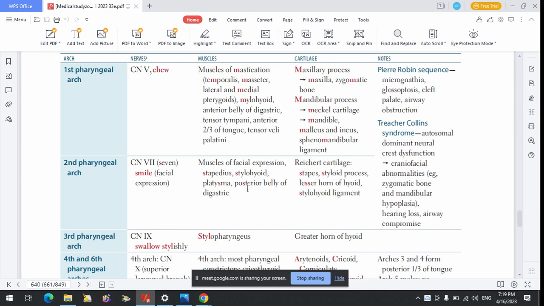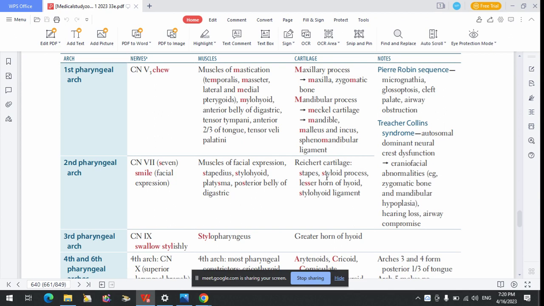Now this stylohyoid, what are the components? Styloid and hyoid. So the styloid process and the lesser horn of the hyoid. Then lastly, the stapes, because we've said here that the first arch gives rise to the malleus and the incus, so the remaining one is the stapes. So the stapes is also part of the bony component of your second pharyngeal arch.